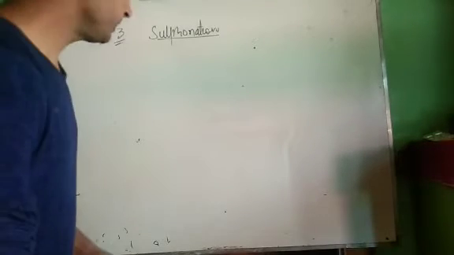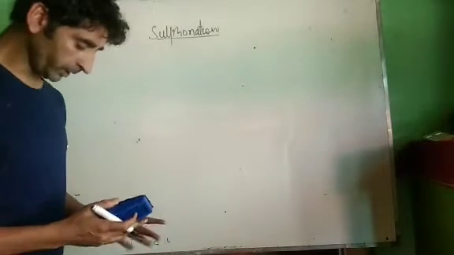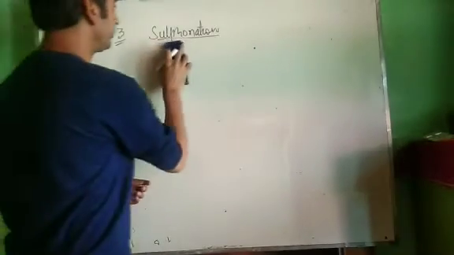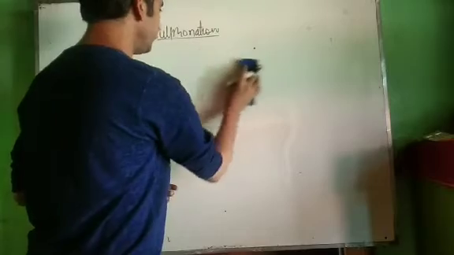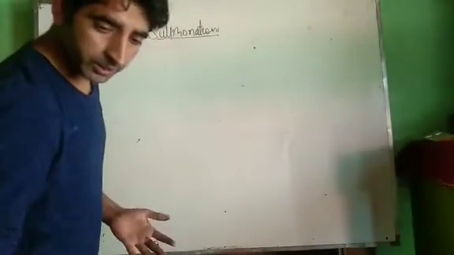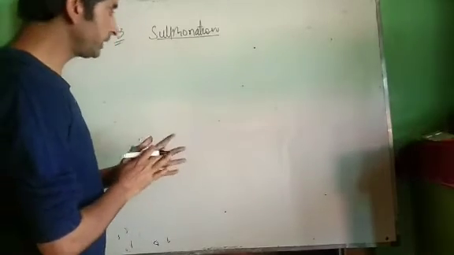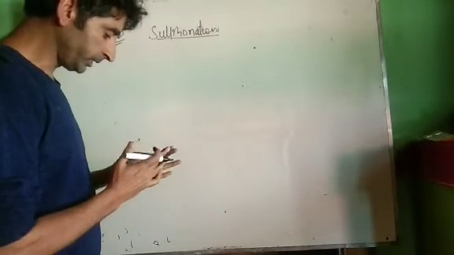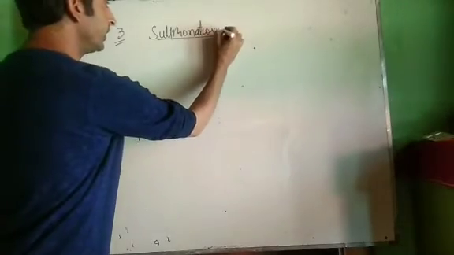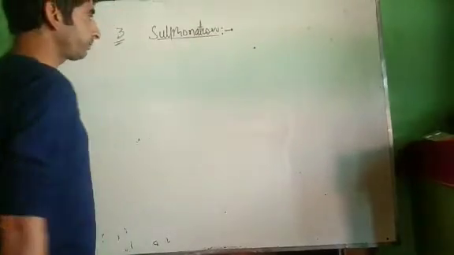Now students, in this lecture we are going to discuss the third type of reaction of aryl halides, that is sulfonation. We have discussed halogenation and we have discussed nitration. We discussed last lecture how nitration takes place at ortho and para positions and how halogenation takes place at ortho and para positions. Now let us discuss sulfonation.